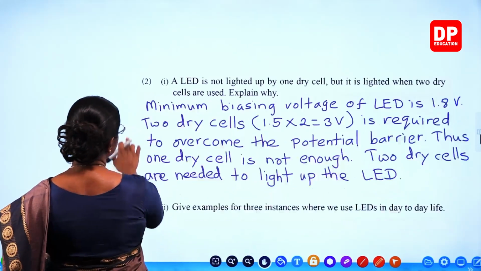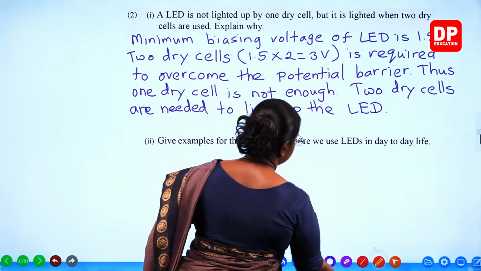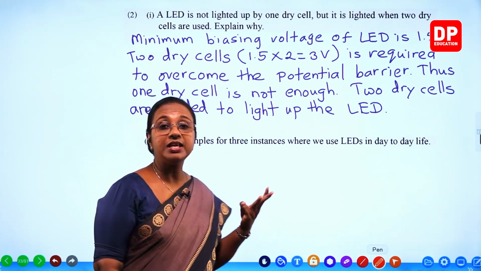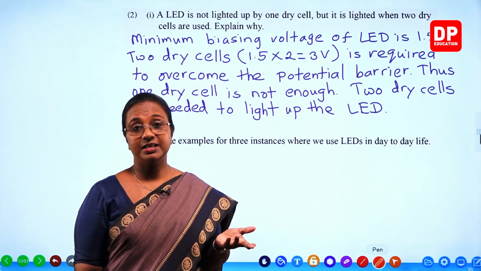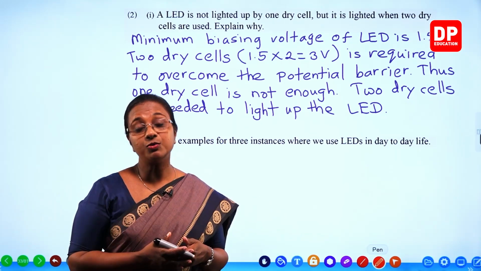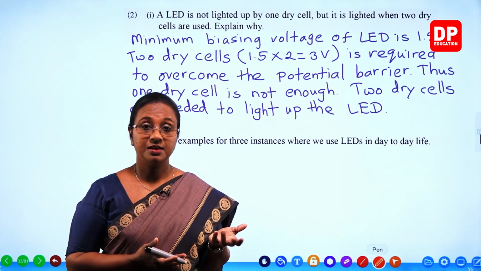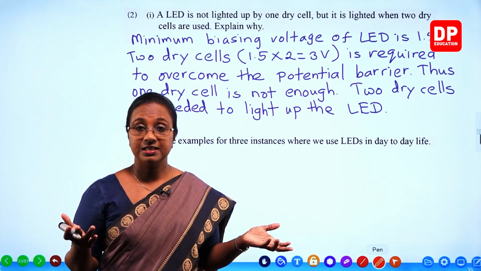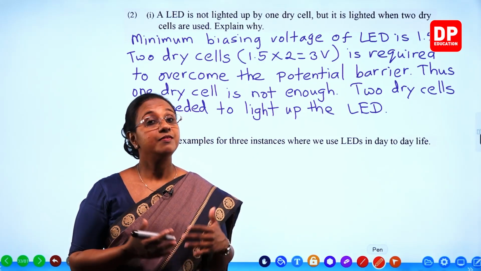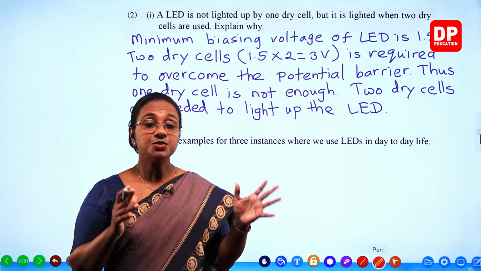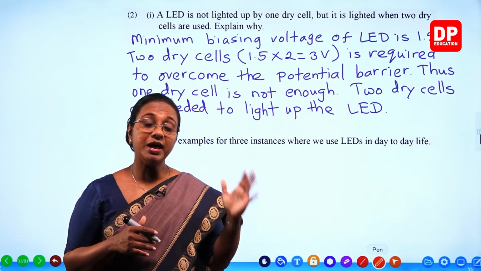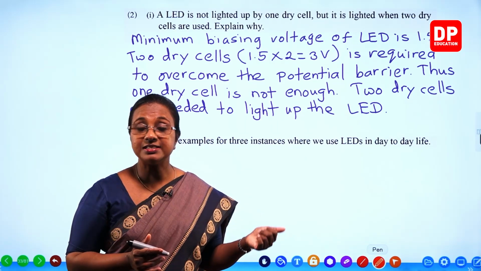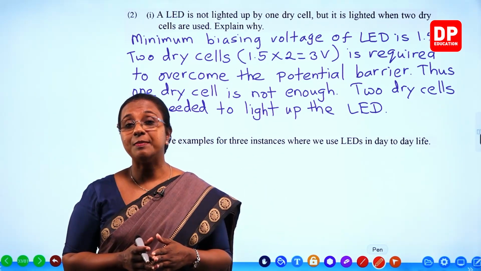So then, give examples for 3 instances where we use LEDs in day-to-day life. So 3 instances. Can you all think of the uses of LED? Now we use LED to light up the houses. LED bulbs, you all know they are very efficient. Then there are LED torches, LED headlights of vehicles. So basically for lighting. Then LED TV screens, television screens, which are also energy efficient and more usable. So there you all know the efficiency of the LED screen is more. At the same time, the space consumption is also less. There are very thin LED screens. So that is another application. And also we can use them as indicators.